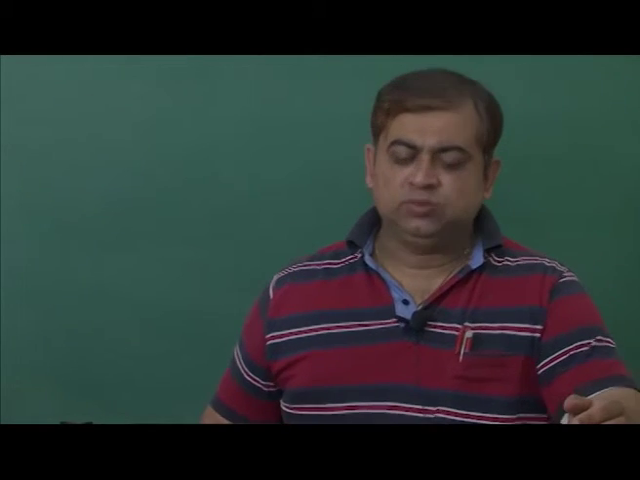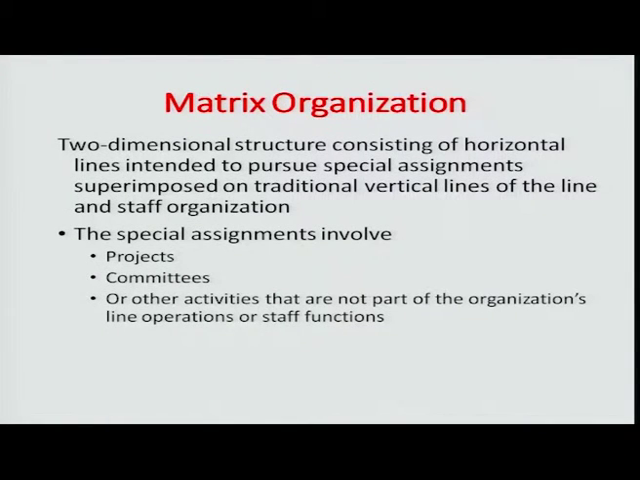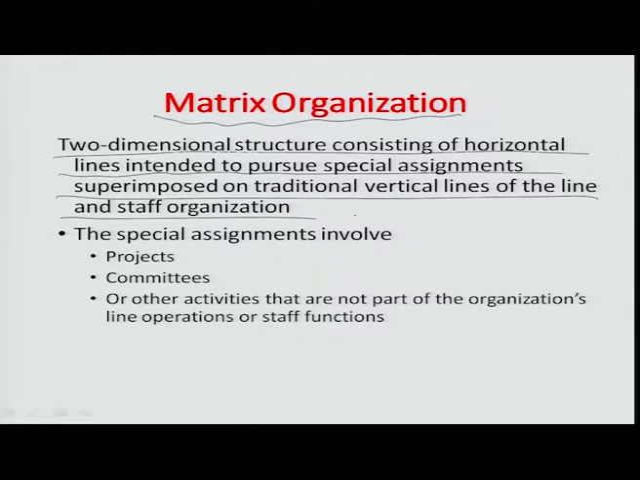Let us look at two different aspects now which come more into the purview of the modern organizations which exist, which are known as matrix type organization. And this is a new concept coming because of the cross disciplinary approach to problem solving which has happened in modern days. So, it is typically a two dimensional structure consisting of horizontal lines intended to pursue special assignments superimposed on the traditional vertical lines of the line and staff approach that has been done before.